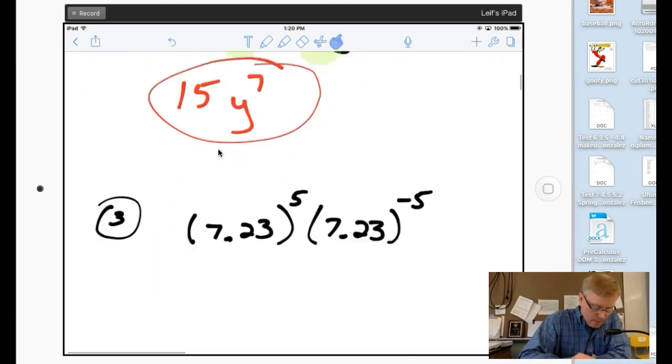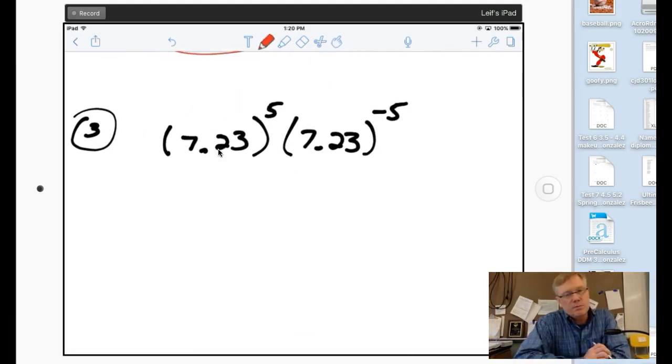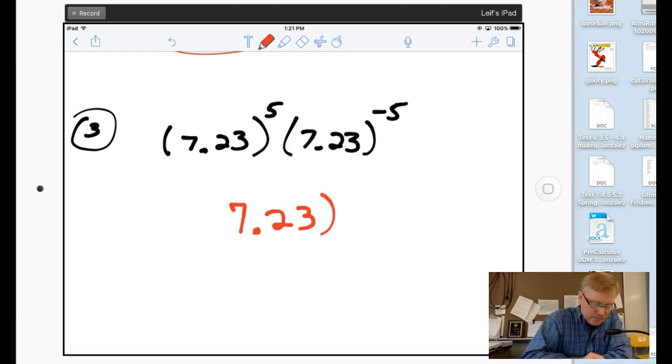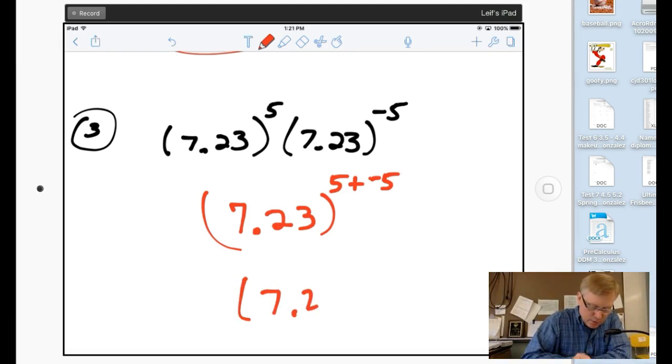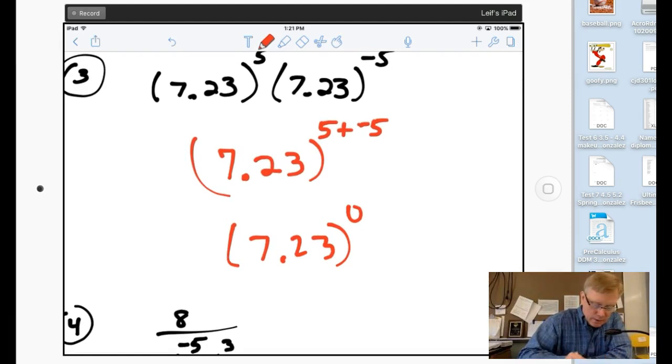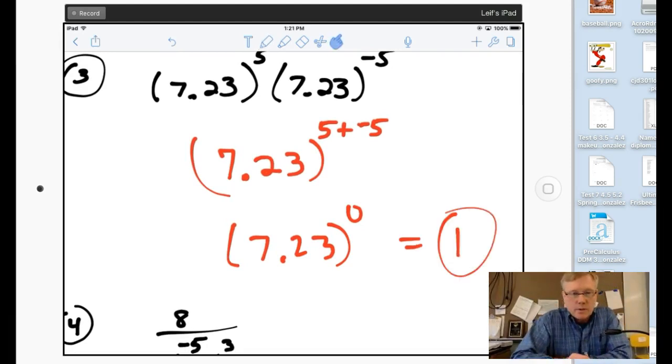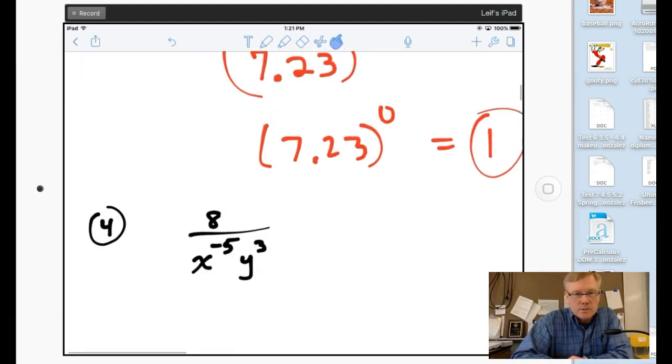Okay. Next one. This is multiplying two things together that have the same base. So you add the exponents together. It just happens that they are 7.23. And then 5 plus negative 5, of course, is 0. So I've got 7.23 to the 0 power, and hopefully you're remembering that anything to the 0 power is actually 1. The only exception is 0 to the 0, which you don't see very often. All right, so that's the answer.